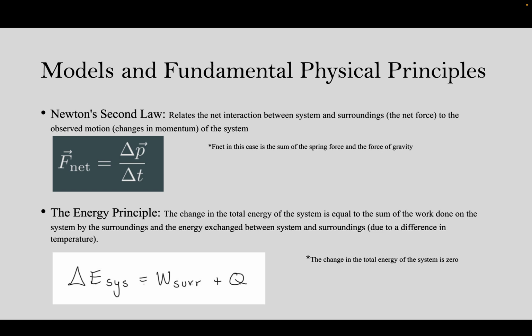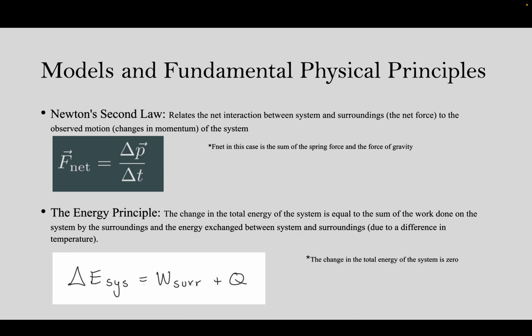The models and fundamental physical principles used in this lab are as follows. Newton's second law, which relates the net interaction between the system and surroundings to the observed motion of the system. F net in this case is the sum of the spring force and the force of gravity, and F net can be calculated as a change in momentum over the change in time.